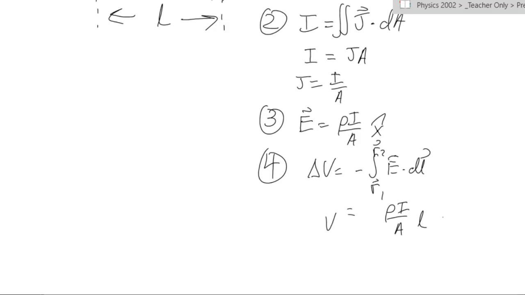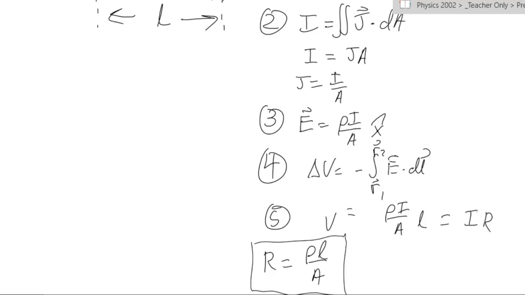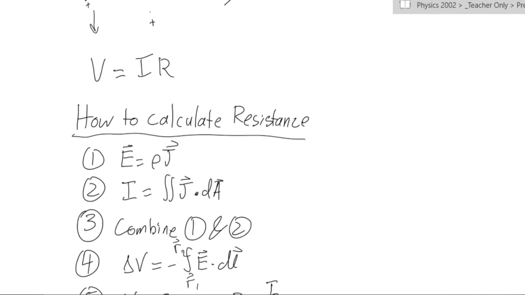And we also know that this is going to be equal to I times R. So I'm combining steps 4 and 5 here. But in step 5, we're going to get this right here. And what we can do is cancel out our I here. And so what this says is that the resistance here is going to be rho L divided by A. Okay. So that is the process that you go through in order to calculate resistance.